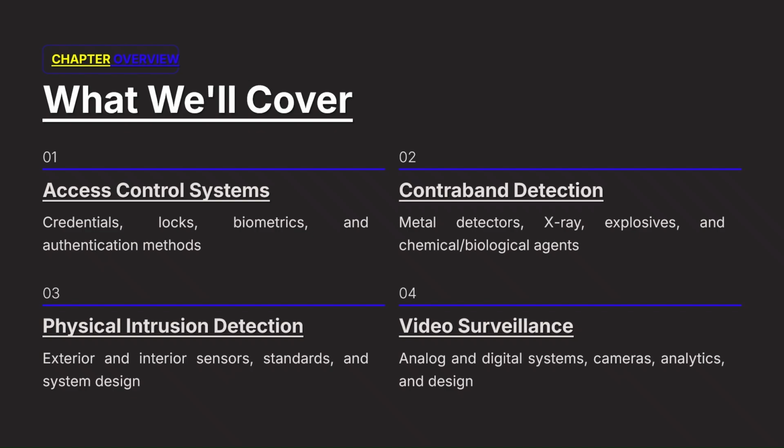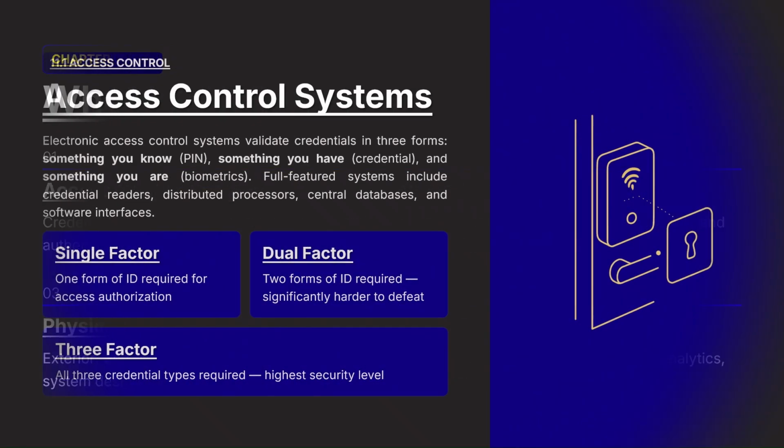This includes access control systems covering credentials, locks, biometrics, and authentication methods. We will also look at contraband detection, including technologies like metal detectors and X-ray systems. Further, we will examine physical intrusion detection systems, including sensors and system design, and finally video surveillance, including cameras, analytics, and system integration.